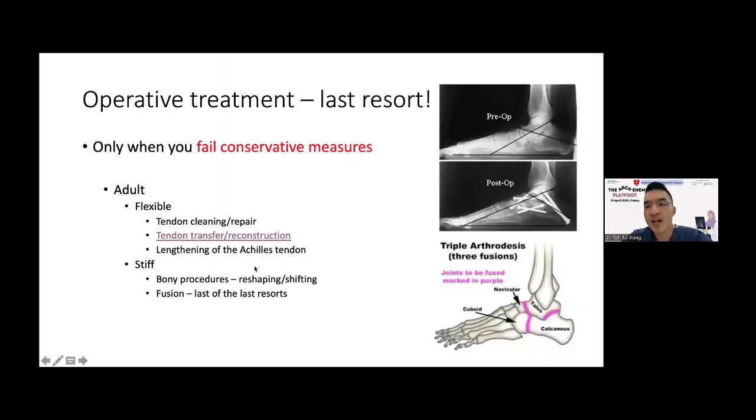So the last stage, which is the one we want to avoid most, would be those feet which have become stiff or arthritic. And then we need a lot more drastic measures, such as bony procedures. We cut the bone and reshape them into the right alignment. And the last of the last resort would be what we call a fusion, where we join the joints together in order to hold the foot in a more adequate shape for more stable weight bearing and walking.